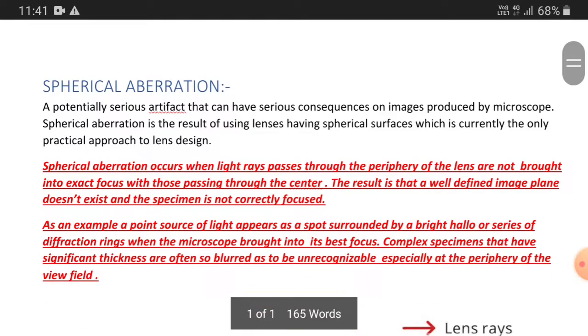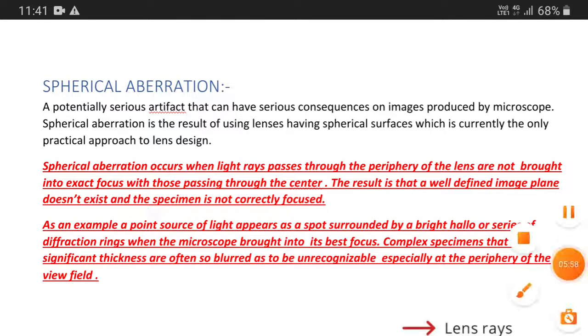So today we have completed our microscopy lecture series. We are going to discuss an out of syllabus microscopy, that is scanning tunneling microscopy. We will discuss it some day later in other videos.